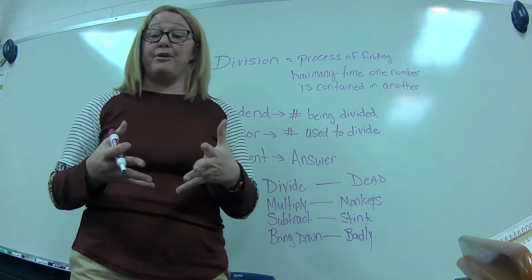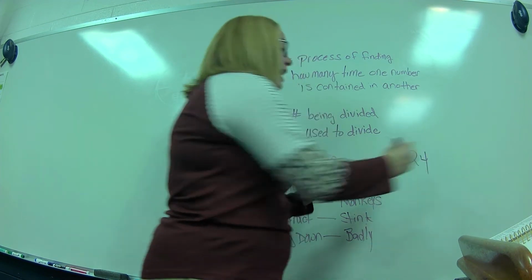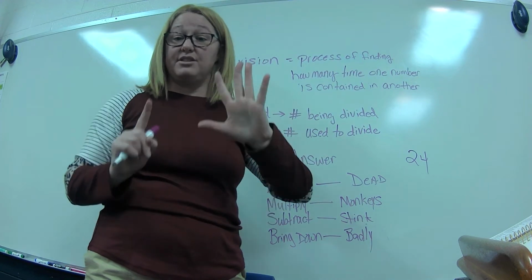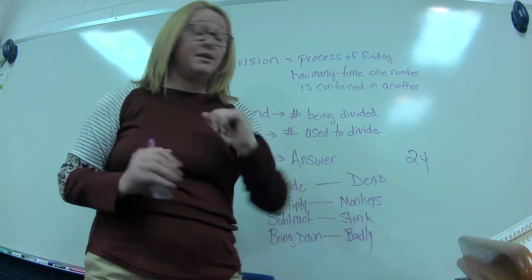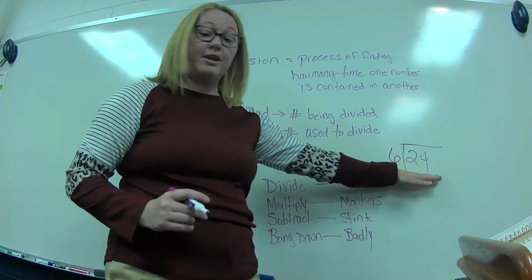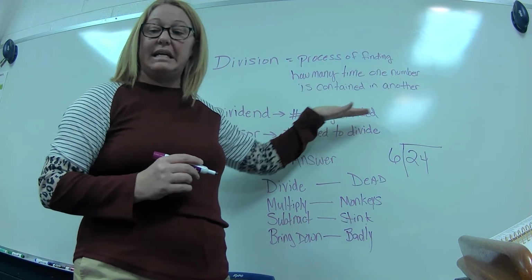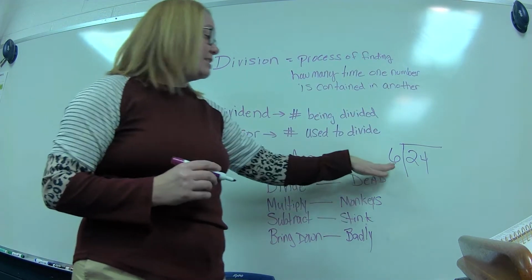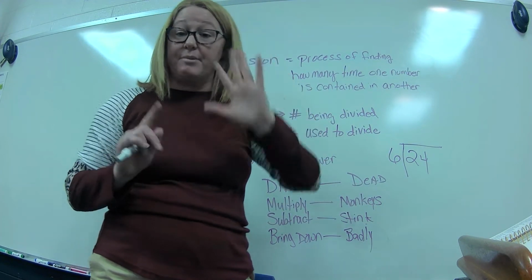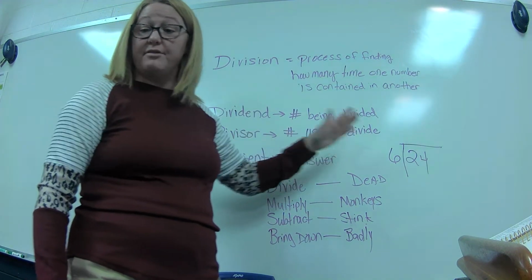So for example, if we had 24 cookies, I'd write 24 cookies, and I want to divide that among 6 students. All right, so I would divide by 6 students. The 24 is going to be what's called the dividend. That's the number being divided. My divisor, the number 6 right here, that's the total students I have. Remember I said I had 6 students. So this is the number I'm using to divide by.